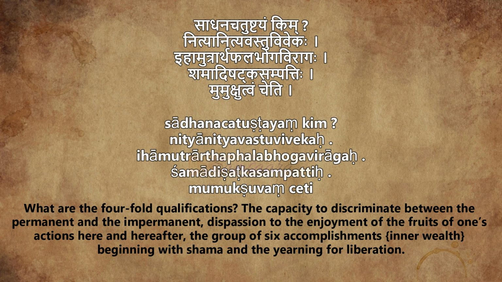So in this second verse, it talked about the sadhana chatushtayam. What is sadhana chatushtayam? It has 4 components. Nitya vastu vivekah, which is the discrimination between the permanent and the impermanent, and viragaha, which is the dispassion for the enjoyment of one's fruits of actions here and hereafter, and also shamadhi shatka sampattihi. That means the group of 6 accomplishments, including shama, which is the control of the mind, and we will see that later. Mumukshutvam cheti, so also the yearning for liberation. This was verse number 2.